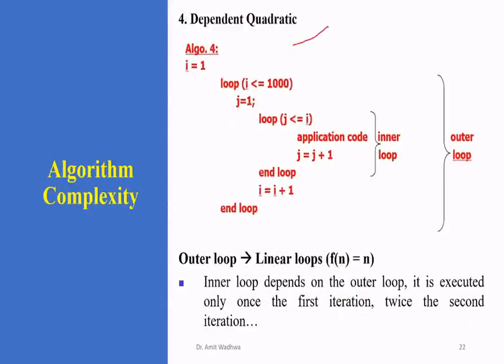Then we have dependent quadratic. What is the meaning of that? As we can see, the same algorithm is being followed. Here the size is 1000 for this I. J is initialized again by 1, but J is dependent upon the factor I. Based on the value of I, the J loop will be performed. So this is an example of quadratic. In case of this outer loop, as it is incrementing by 1, it is like a linear loop. So the function of complexity can be based on this n, or the number of inputs.